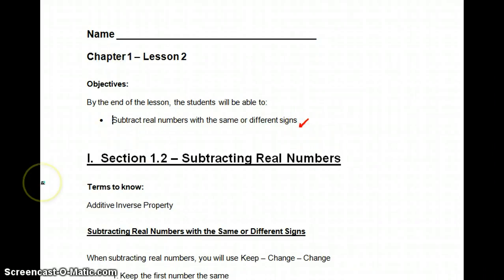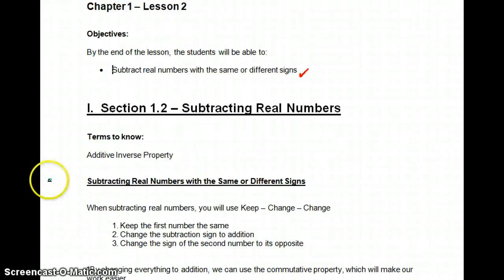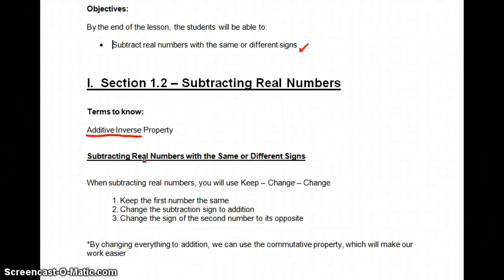The term that I need you to make sure that you know before the end of this lesson is additive inverse property. If you recall from the last lesson, additive inverse was one of the vocabulary words that we focused on. And the word additive inverse also means the opposite of a number. So we are going to be using the additive inverse in order to subtract real numbers.